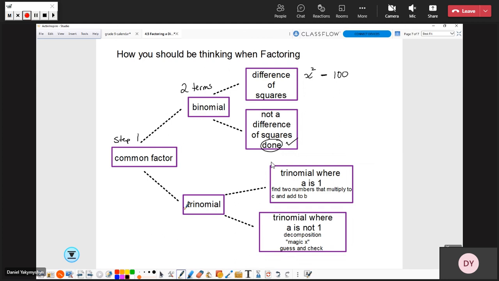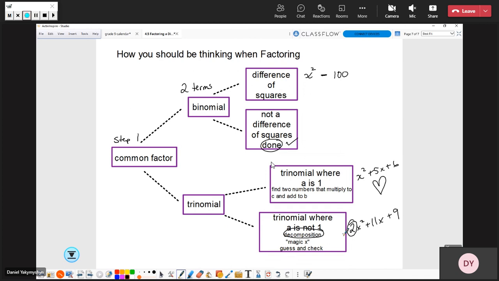A trinomial where a is 1, you can find two numbers. This is something like x squared plus 5x plus 6. We love these. They're simple. They're short, the short way. But then where a is not 1, we got to use the decomposition method here, where this is something like 2x squared plus 11x plus 9, something like that. I'm just making them up. I don't even know if that'll work. But I'm just saying that a is not 1 and it's not a common factor. This is what we should be thinking when we approach any type of factoring question, I think ever.